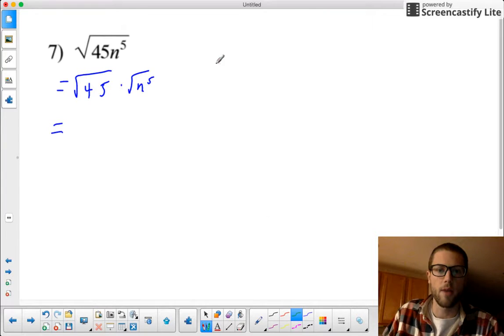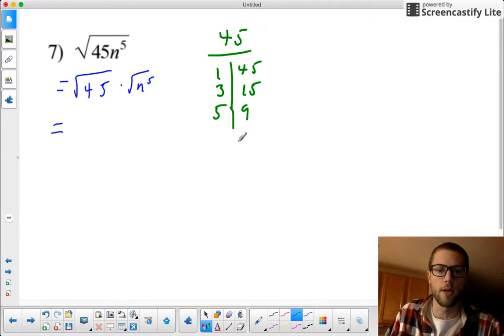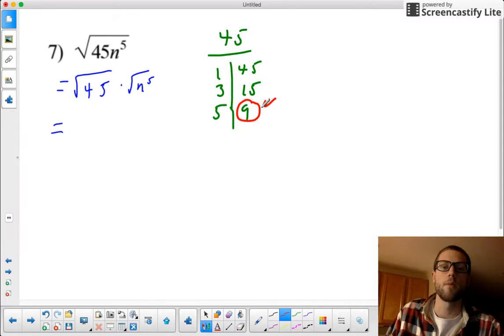If I list out my factors of 45, I have 1 and 45, 3 and 15, 5 and 9, and I think that's going to do it for me. When I take a look at all of these factors, I want to find the perfect square factor in the mix. So 9 is going to be my perfect square factor of 45. So I'm going to rewrite the square root of 45 as the square root of 9 times 5.